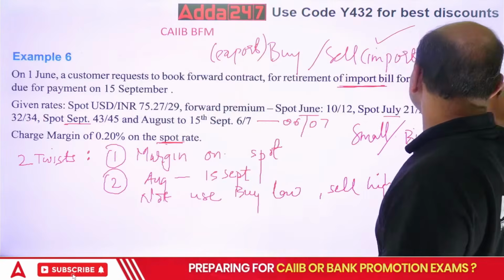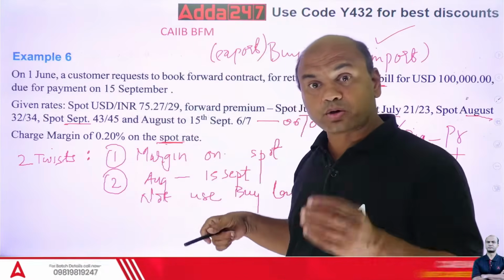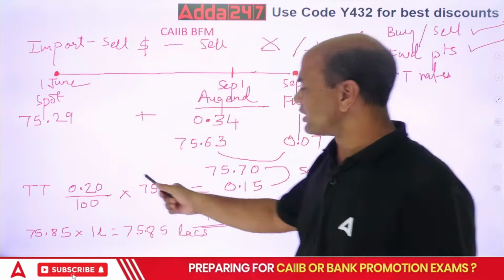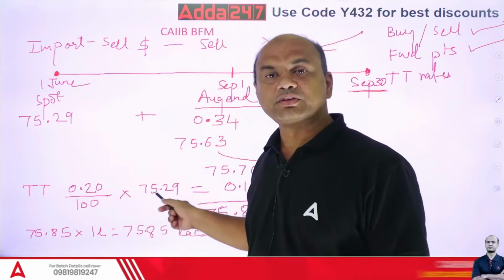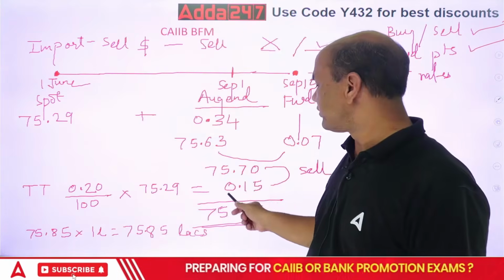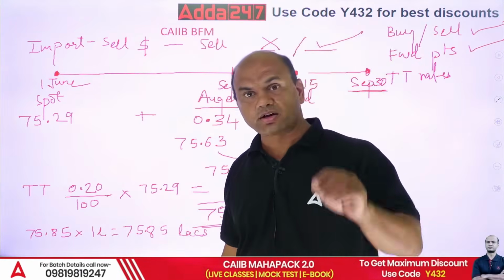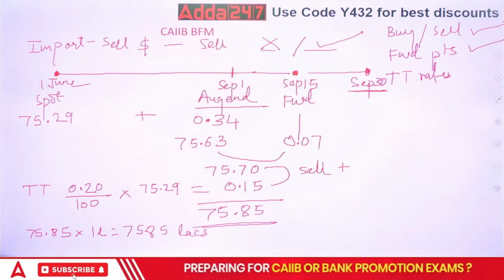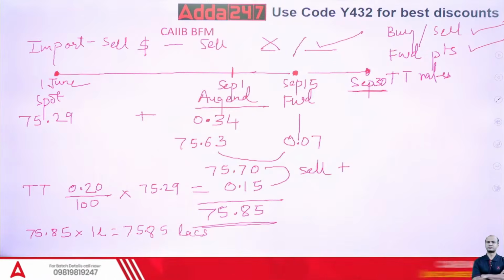20% is a huge amount, so 0.2%, that is 0.2 divided by 100. So 0.2 upon 100 into 75.29. Multiply this, and you will get 0.15. Everyone should try this. Everyone must know how to solve it.